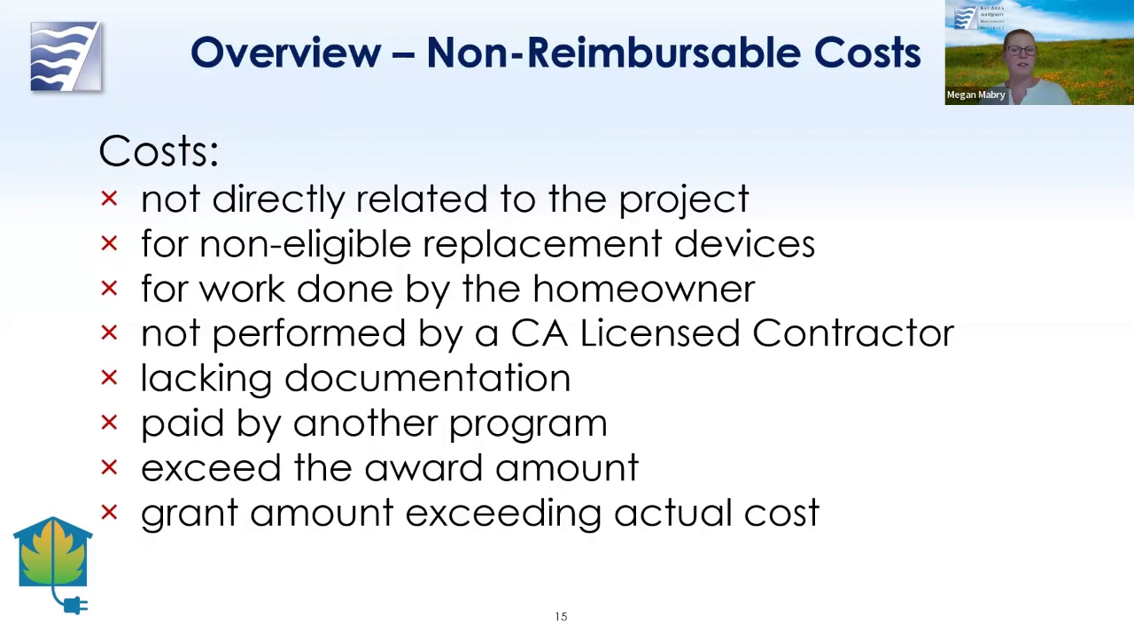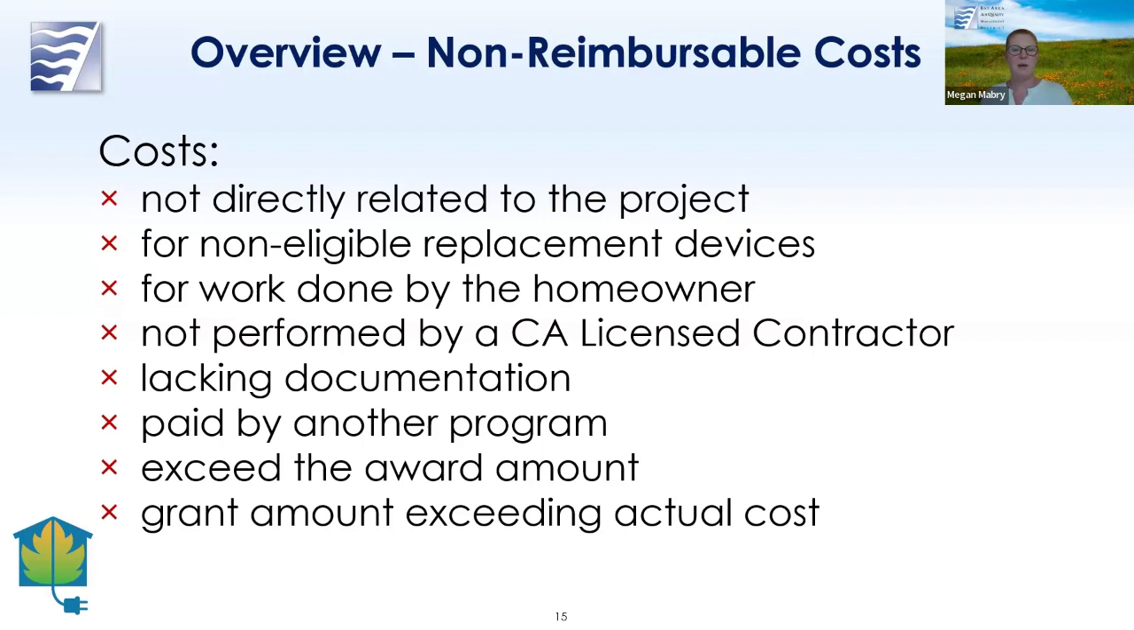Here we will discuss costs that clean heat funding will not reimburse. This includes any work above and beyond the project scope, such as general remodeling work, gardening, painting, etc. Any work done by the homeowner. Even if the homeowner is a licensed contractor, they are not able to complete the work for this program. Any work not performed by a California licensed contractor is also ineligible. Any costs that do not have appropriate supporting documentation, such as invoice. Any costs that are already paid for by another grant program. And any typically eligible costs that exceed the grant award.